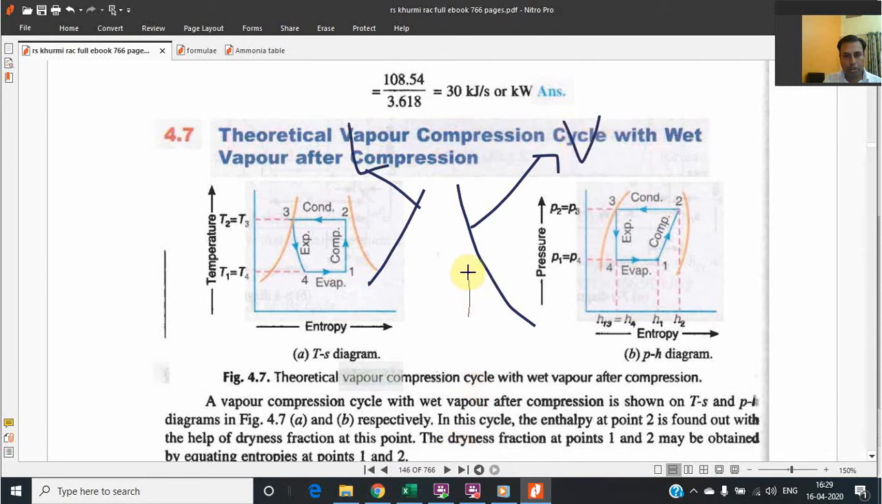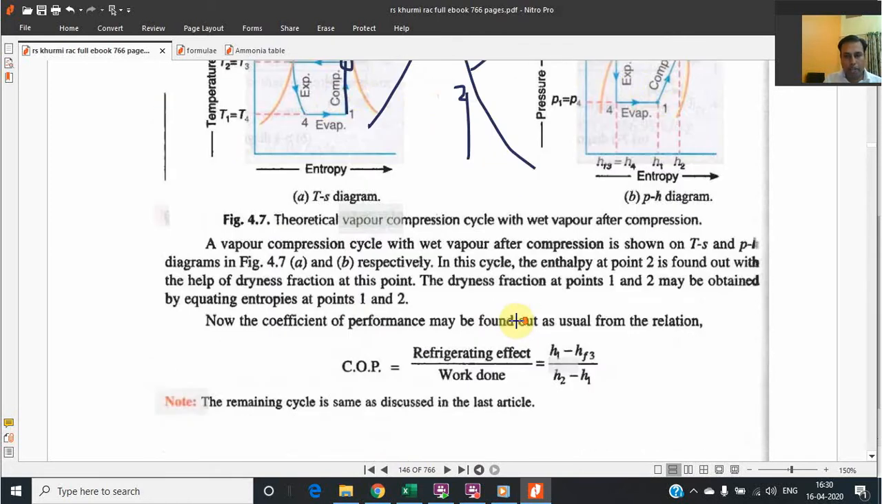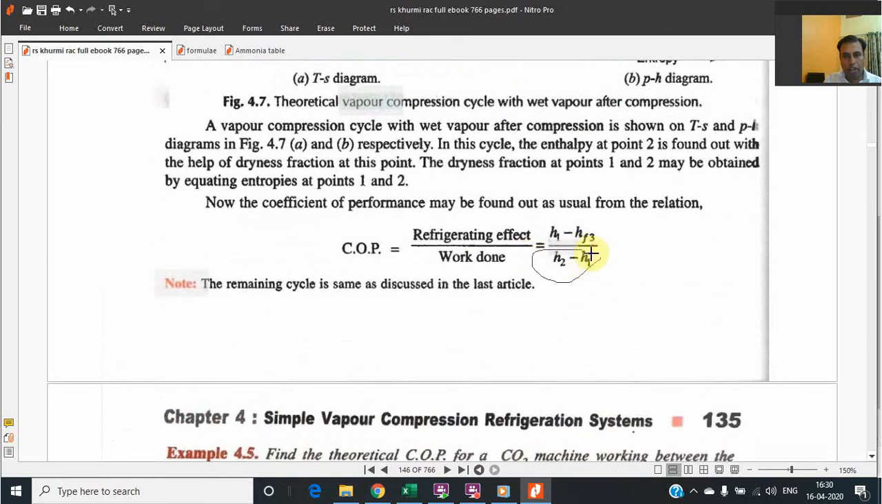After compression, if the exit vapor has not touched this curve, it is called the wet region. Same thing over here, it has not touched this curve, that is why it is a wet region. They have written wet vapor after compression. In this case also, the refrigerating effect over compressor work gives H2 minus H1 in the denominator, and the numerator is H1 minus H3.